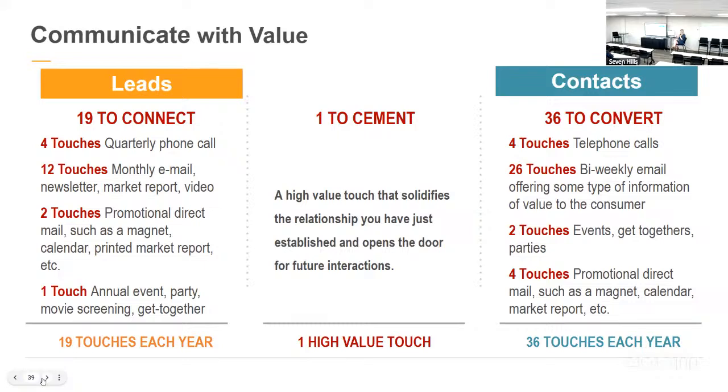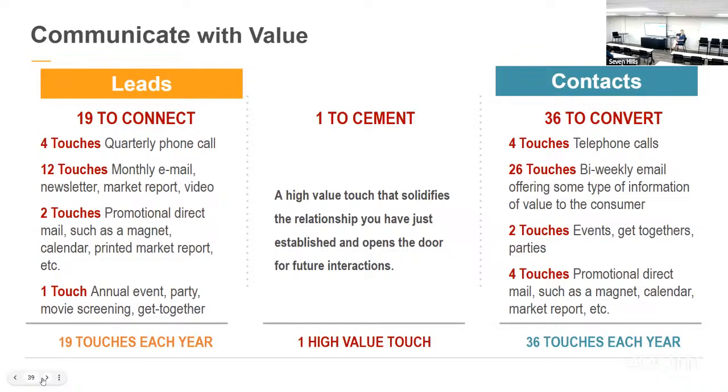Okay, 2 touches, direct mail. You can send them a magnet, a calendar, things like that. Huh? This graphic? I would take a picture of it. It's the slides with Ignite. It should be actually in the Ignite binder. And then one touch annual, okay?